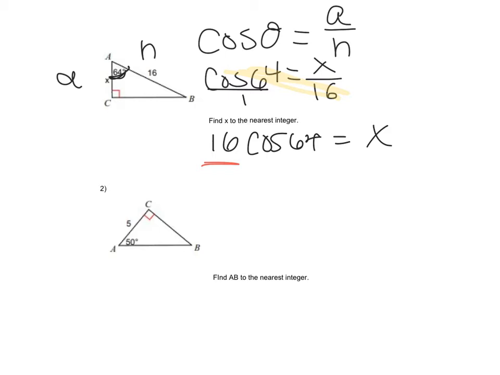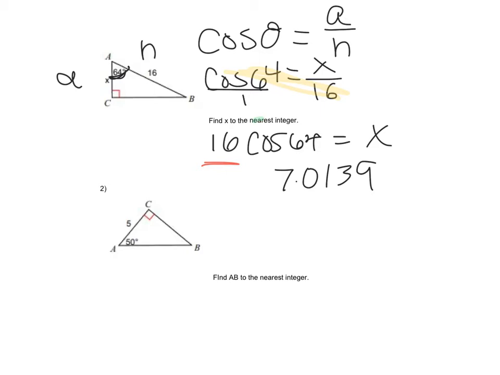Okay, so now in my calculator, I can just push exactly what I have there. So I can have 16 times, and then I'm going to hit the cos key, 64, I'm going to close the parentheses, and I'm going to hit equals, and at this point I get 7.0139.